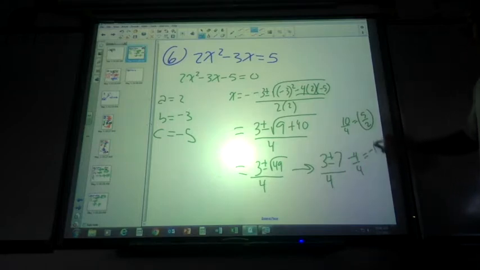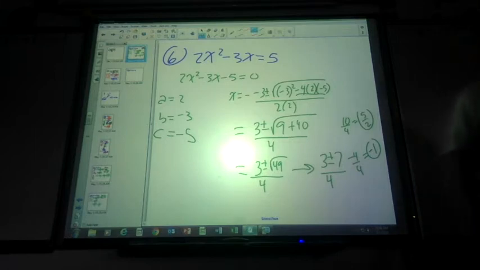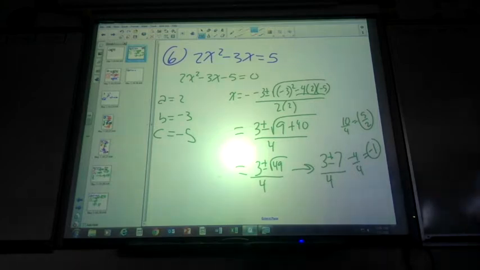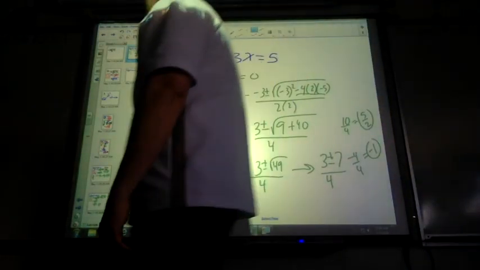So I get an answer of negative 1. There's my 2 answers. What are my decimal equivalents? 2.5 and negative 1. How do you do that so fast? Easy math. All right, last problem.